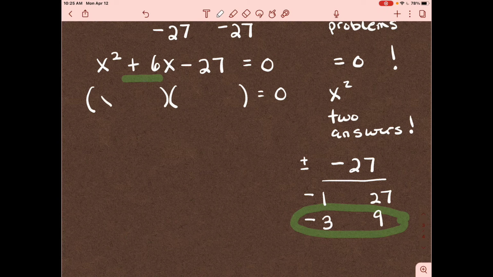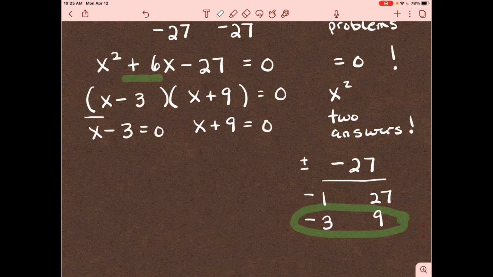Okay, so let's go x minus 3 and x plus 9. If I went and used FOIL, I could check myself here. That would be a smart thing to do. I'm going to move on and show you how I'm going to set each little piece here equal to 0. It makes two little mini equations because I have this times this, and each piece could equal 0 in order to get 0 as my answer.